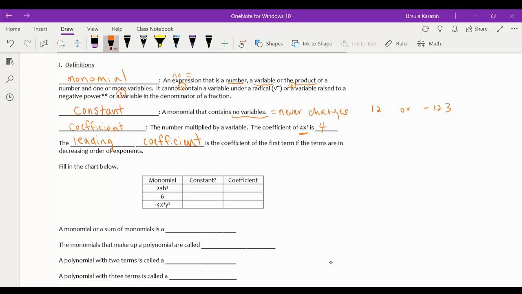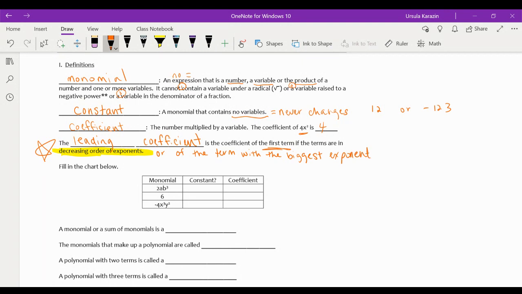And it's the coefficient of the first term, but only if they're in decreasing order of exponents. So you gotta make sure you put a little star by that to make sure you don't miss it. It has to be in decreasing order of exponents. In other words, it's going to be the coefficient of the term with the biggest exponent. Okay, so I'll talk about that again, but that would be a leading coefficient.